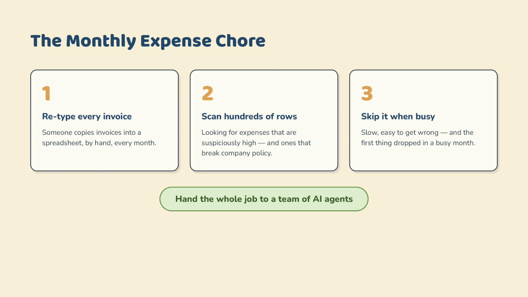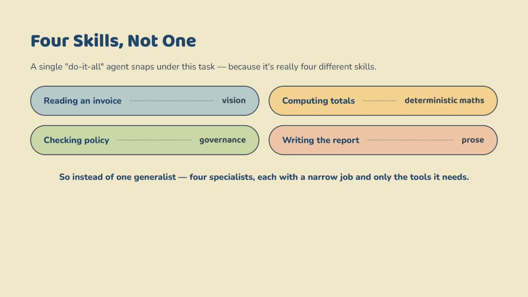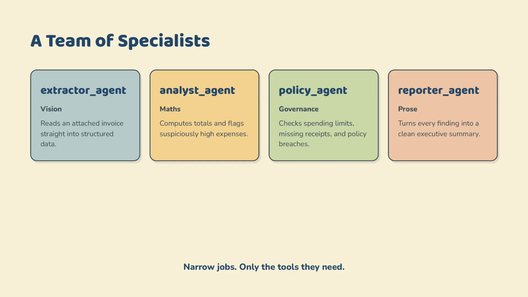Here's the thing I learned. A single do-it-all agent snaps under a task like this because it's really 4 different skills. Reading an invoice is vision, computing totals is deterministic maths, checking policy is governance, and writing the report is prose. So instead of one generalist, I built 4 specialists, each with a narrow job and only the tools it needs.